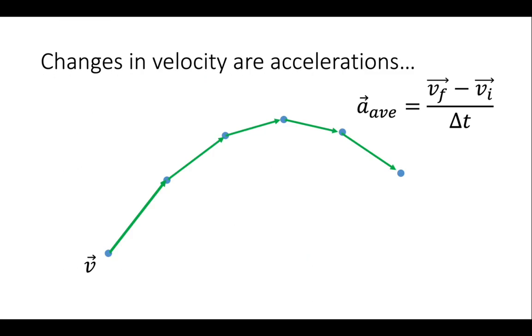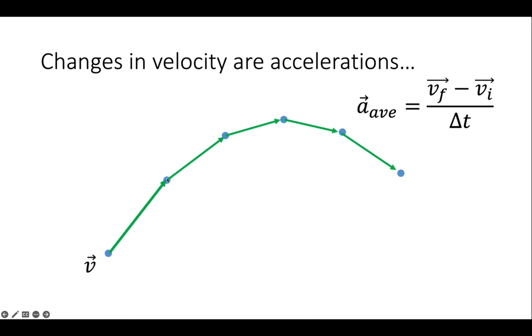So the changes in velocity are proportional to the accelerations. We have a average is v final minus v initial over delta t. And so really all we want to do is subtract. We can't find the acceleration at our first position because we don't have an initial velocity pointing towards this first dot.